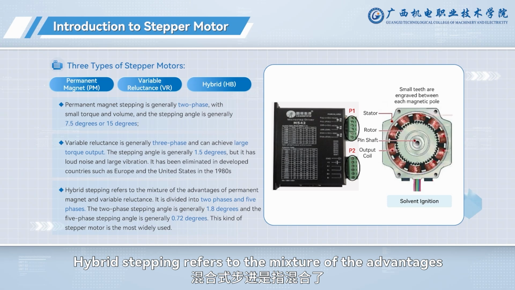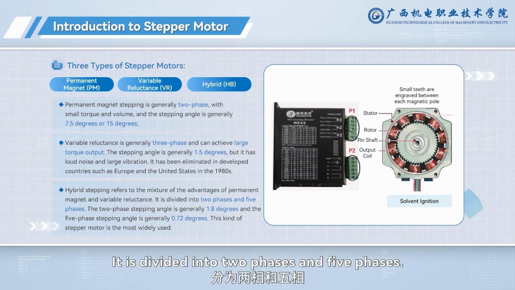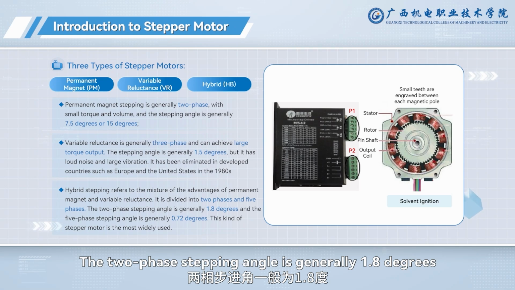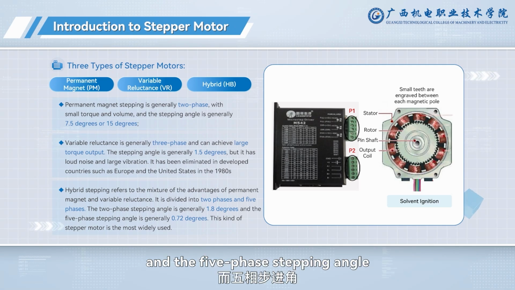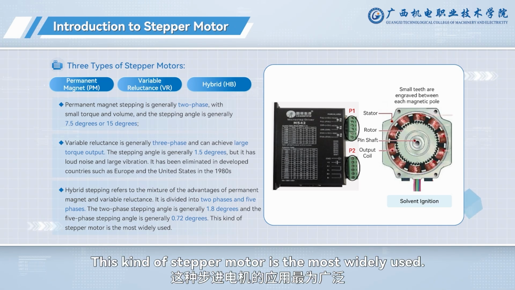Hybrid stepping refers to the mixture of the advantages of permanent magnet and variable reluctance. It is divided into two phases and five phases. The two-phase stepping angle is generally 1.8 degrees and the five-phase stepping angle is generally 0.72 degrees. This kind of stepper motor is the most widely used.